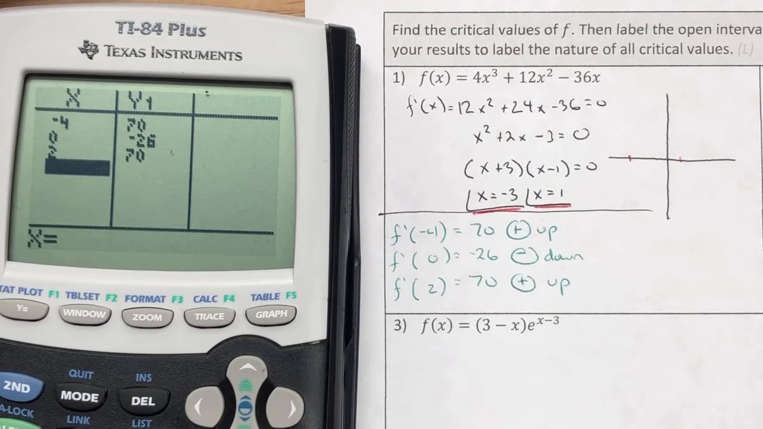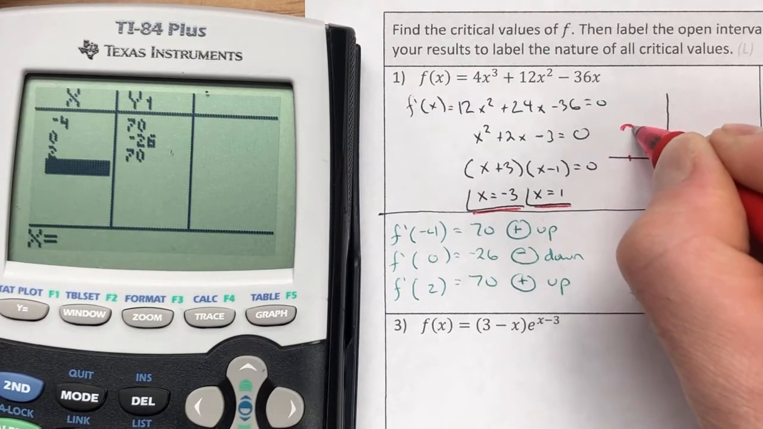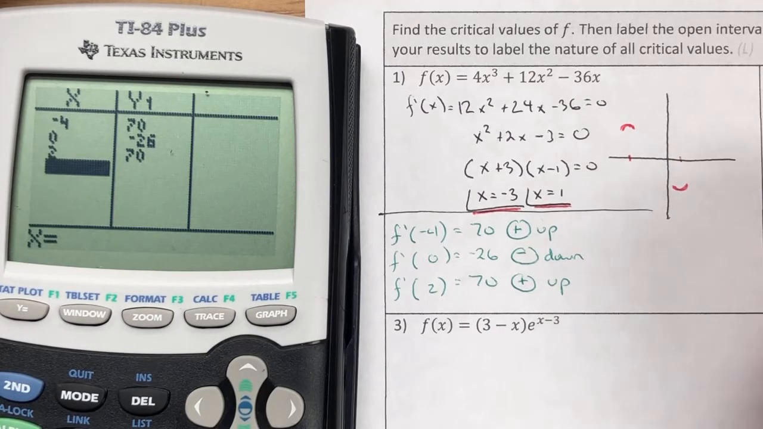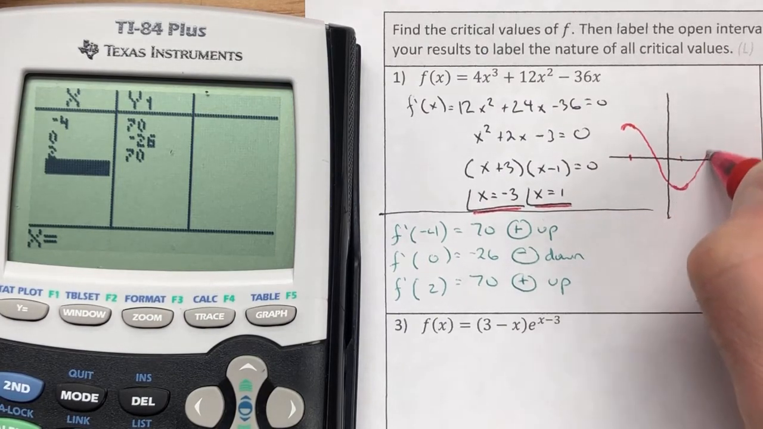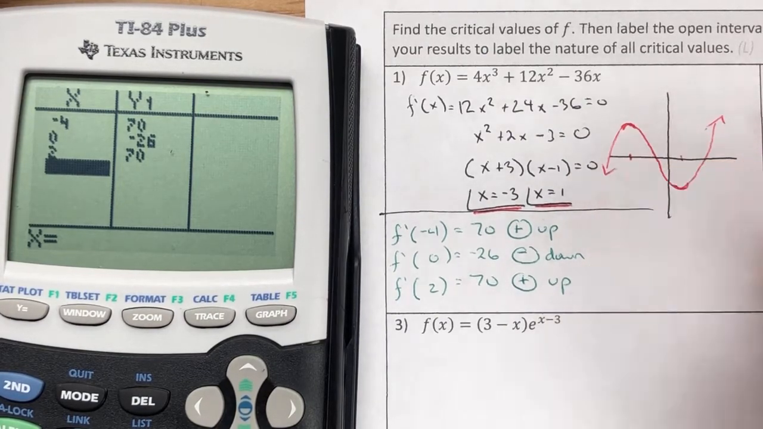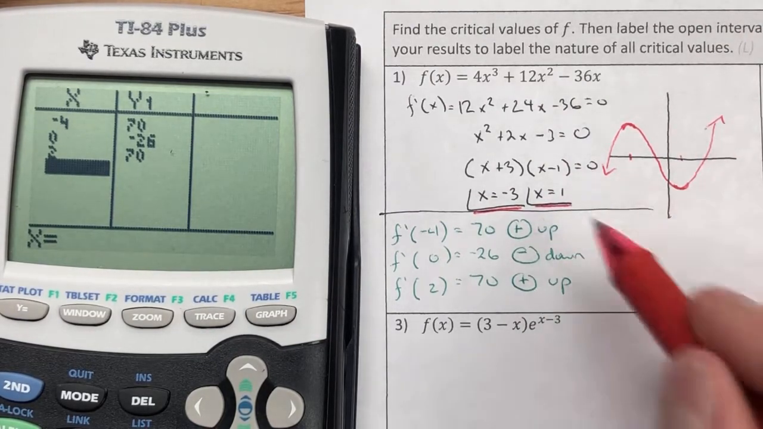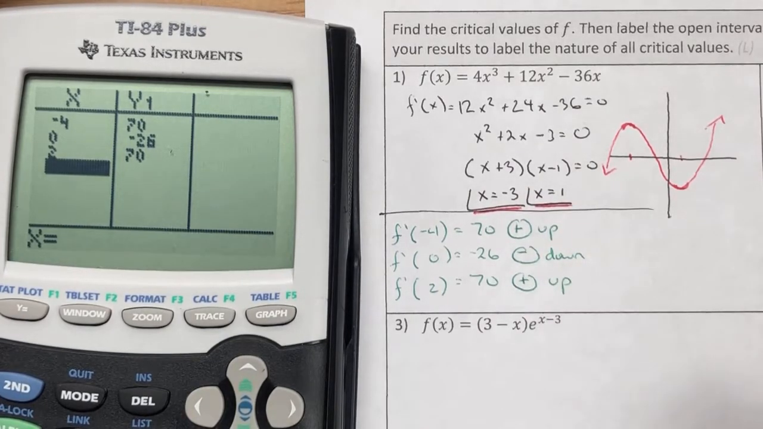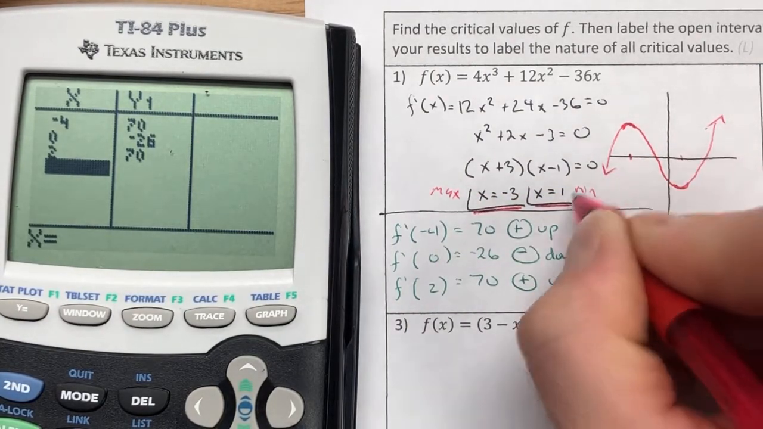So let's go ahead and use that to graph what's going on here. So if I'm going up then down, I have a maximum point right here. And if I'm going down then up, I change directions right there. So the graph should look something like this. Maybe not exactly like that. It might be up, it might be down. Weird things might be happening, but I have a maximum point here and I have a minimum point here. So max and min.